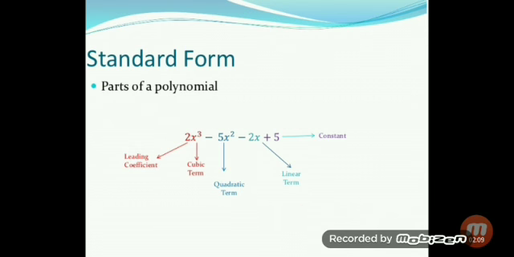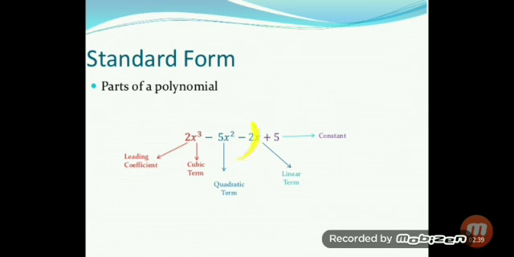Now, standard form of a polynomial. If this is a polynomial, 2x cube minus 5x square minus 2x plus 5, here the first term is 2x cube, and the coefficient of x cube is 2. This coefficient is known as the leading coefficient, the first coefficient. And this is a cubic term since the power of x is 3.